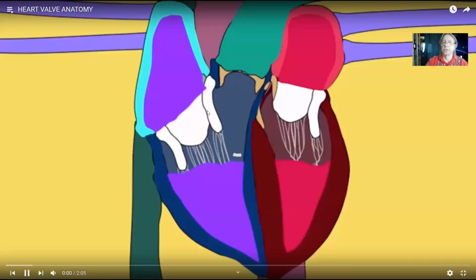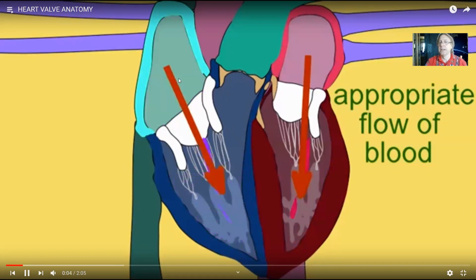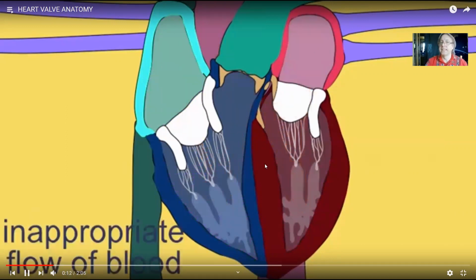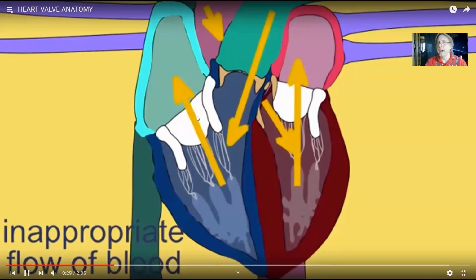There are two types of valves. The valves which separate an atrium from a ventricle are called AV valves. There's a right AV valve with 3 cusps, the tricuspid. There's a left AV valve, the bicuspid, with 2 cusps. And while blood is going the right way, they stay open. But if blood tries to go the wrong way, and there are moments in the cardiac cycle where it does attempt to go the wrong way, when that occurs, then the valves will close.